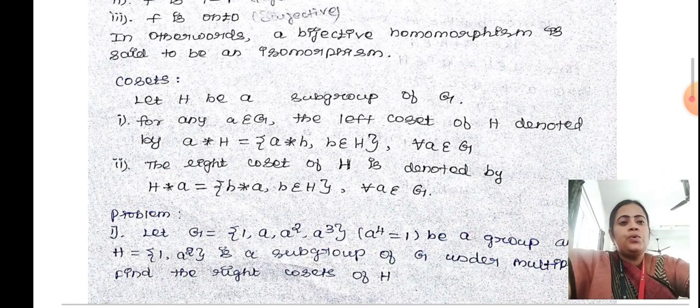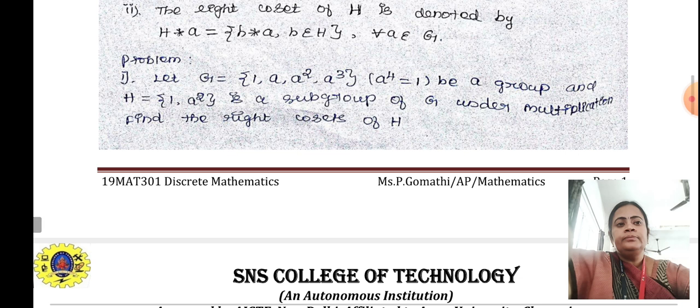Next definition is coset. A coset is nothing but if you consider a subgroup H of a main group G and for any element a in G, the left coset of H is denoted by a star H and the right coset is denoted by H star a, where a star H is nothing but a star h where h belongs to H, and similarly H star a is equal to h star a where h belongs to H. So this is our definition of coset.